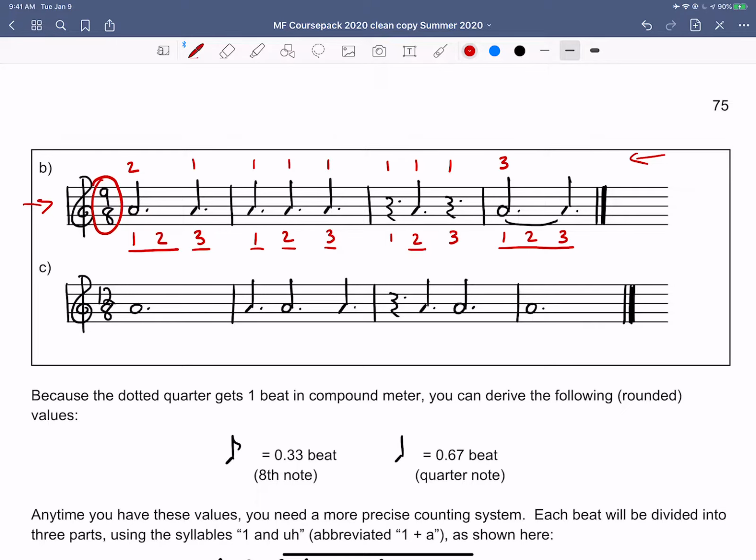So when you perform this one, pretty easy. 1, 2, 3. 1, 2, 3. 1, 2, 3. 1, 2, 3. 1, 2, 3. So hopefully not too hard so far. We're going to go on to the next section in the next video, and this is where things get a little bit more complicated.